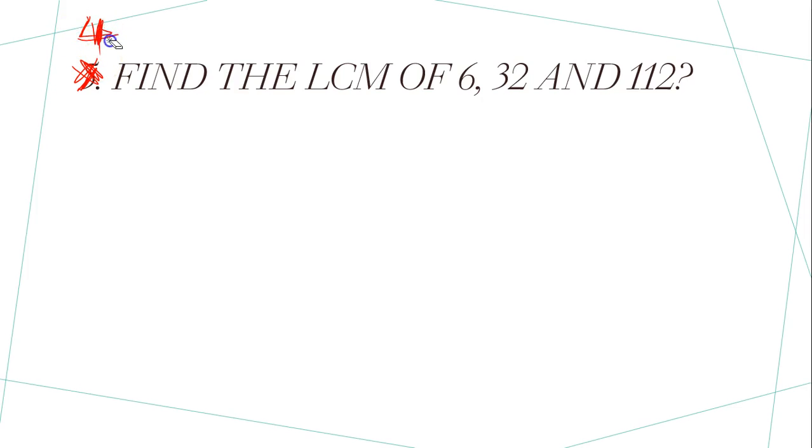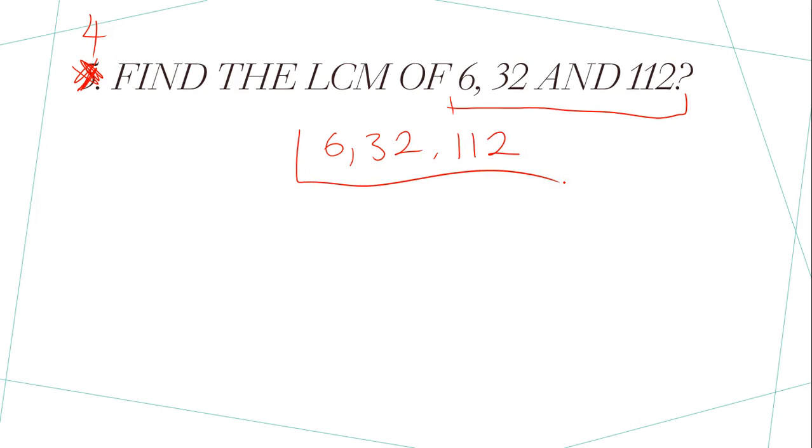Let's go to question number 4. All right, I'm actually going to write that a bit better. Find the LCM of 6, 32, and 112. So for LCM, we have to write all the numbers together. I'm going to write a bit more to the top so that we can get a bit more space. 6, 32, 112.